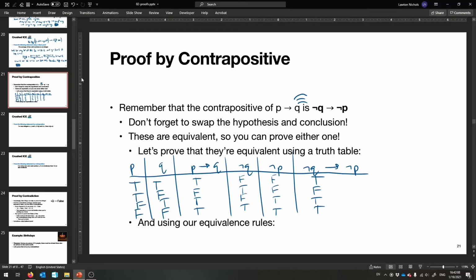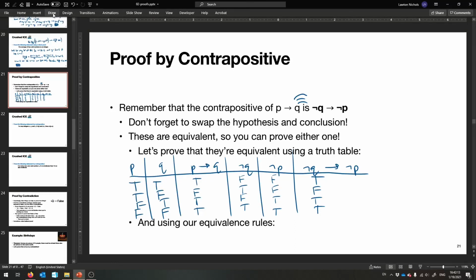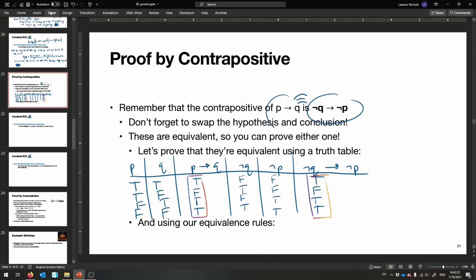Okay, so bam, they're equivalent because these all match up. True, false, true, true, true, false, true, true. Yeah? So that's one way to notice that, hey, I could just prove this one instead of this one. It's the same thing.